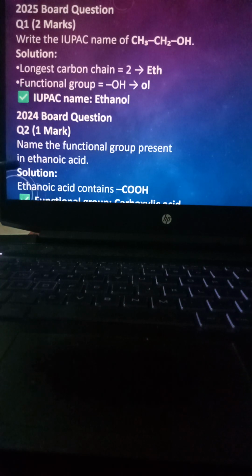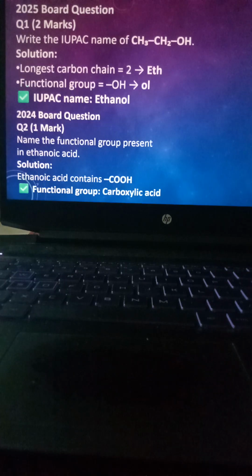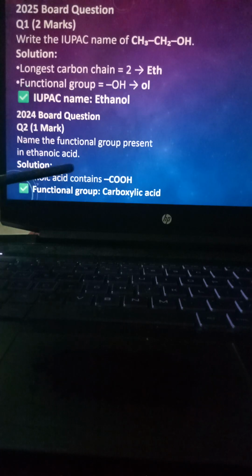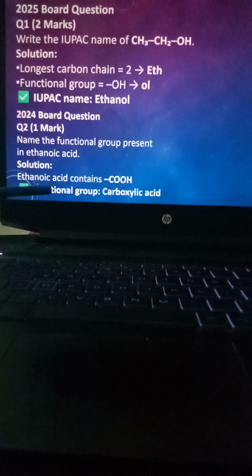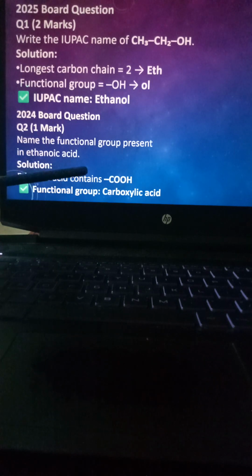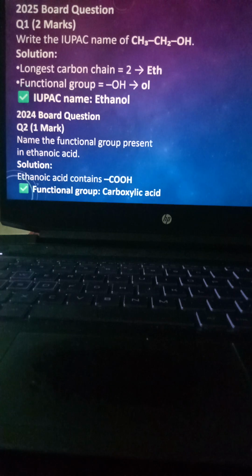2024: name the functional group present in ethanoic acid. The functional group present in ethanoic acid is carboxylic acid. Ethanoic acid, what does it contain? COOH. OIC means COOH. If the name ends in OIC, as in ethanoic, OIC means it is the COOH functional group. So COOH represents a carboxylic acid.